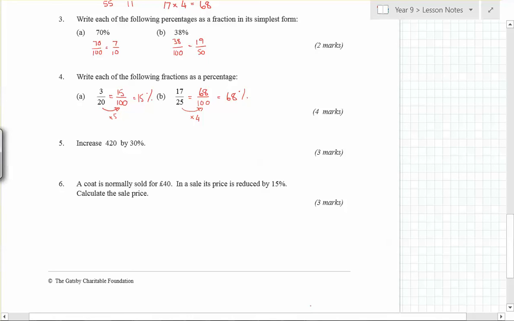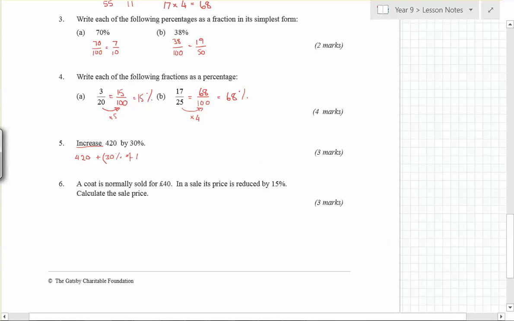Okay, I'm going to write here: increase 420 by 30%. Now I think, Sophie, you've written something down and you said, I've done the first bit, but I don't know how to do it. I remember you said, increase means do 420 plus 30%.